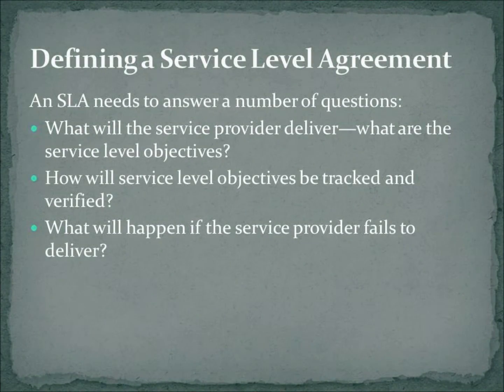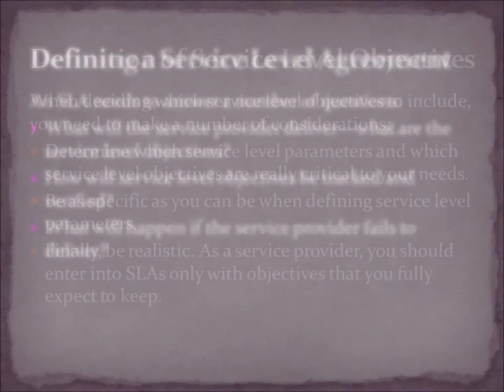Defining a service level agreement. An SLA needs to answer a number of questions. What will the service provider deliver? What are the service level objectives? How will service level objectives be tracked and verified? What will happen if the service provider fails to deliver? An SLA should specify other aspects as well, such as who the contacts are and the terms under which the SLA is allowed to be changed. However, the previous items constitute the most crucial aspects and are discussed in more detail in the following subsections.